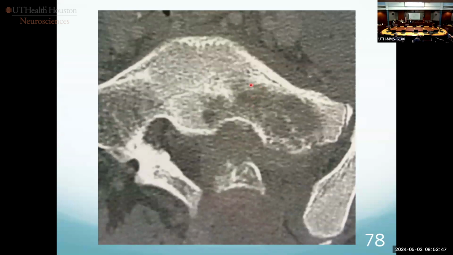What this is showing is that if you took a Sharpie and tried to outline where the tumor was, you'd have a hard time doing that. Maybe we should include this. I don't know, should we include this? So this is poor margination.